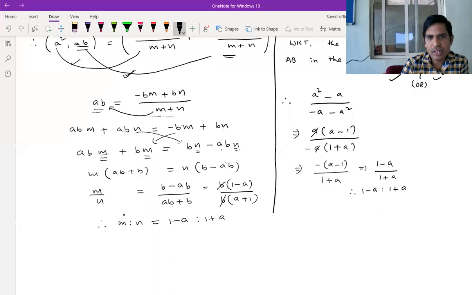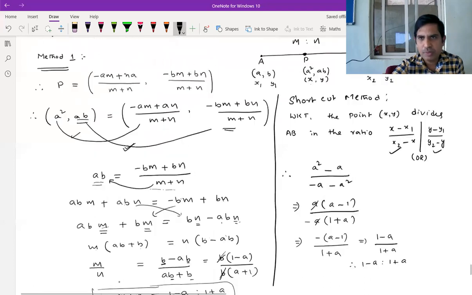Again b will get common here, and again b will get common here. That common part will get cancelled. We are getting the ratio as 1 minus a is to 1 plus a. So this is what we are getting. It is the first method.